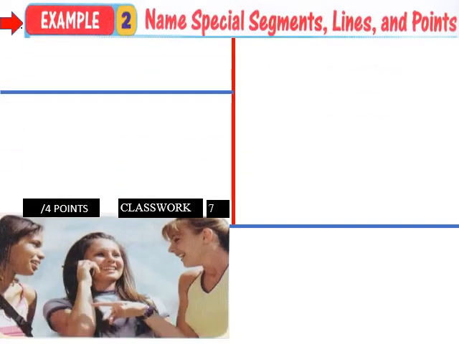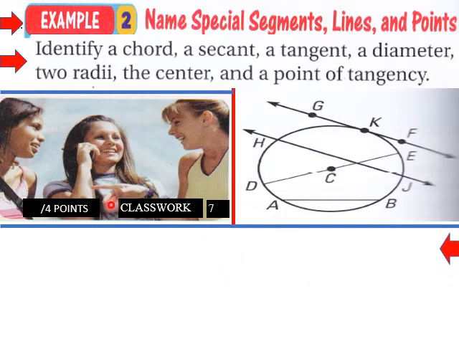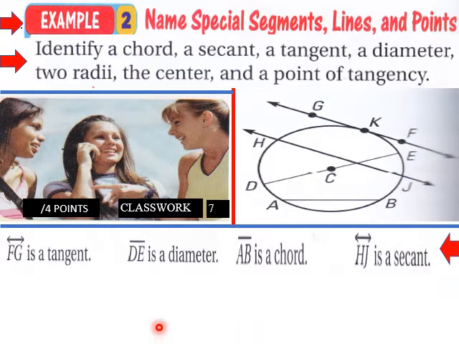Okay, page 7 of our classwork here, name special lines and segments. We do the same thing down here. FG. So let's go through and name all these. F, G, D, E, A, B is a chord, H, J is a secant. So H, J, see how they have the arrow here at the end of this line? That's what makes it a secant.